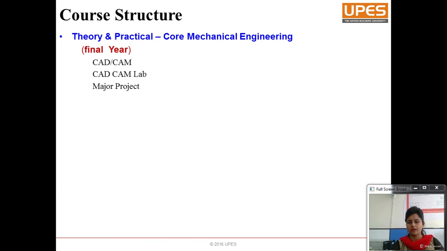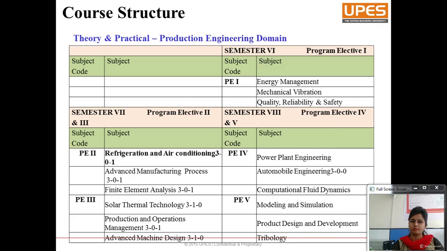In the final year, we have CAD/CAM, computer-aided design as well as computer-aided manufacturing, and its corresponding lab. Apart from all these subjects, we have certain specialized domain-oriented subjects in each semester. Like in semester 6, we have energy management, mechanical vibration, and quality reliability and safety subjects. Out of the three, we can opt for any one.